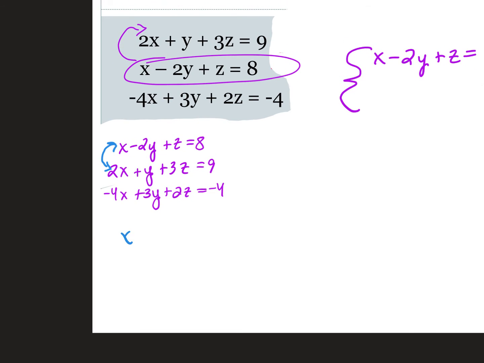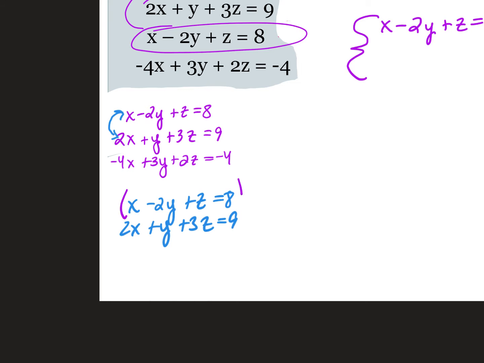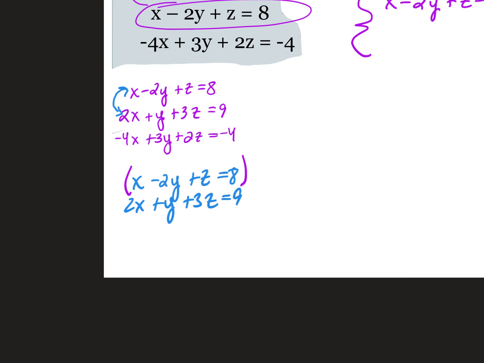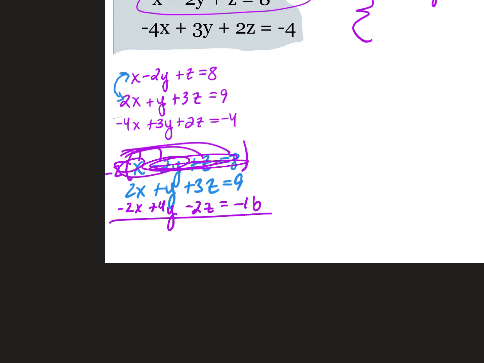We're going to combine them. X minus 2y plus z equals 8. 2x plus y plus 3z equals 9. And I want to eliminate what? Good. Eliminate the x's. So what am I going to multiply the whole entire top equation by? What kind of 2? Perfect. Negative 2. Everything. So negative 2x, positive 4y, negative 2z equals negative 16. Agreed? Good. So let's eliminate our x's.